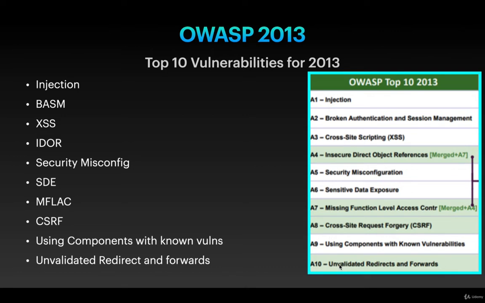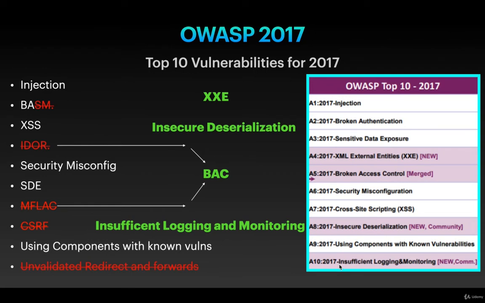Now let's see what OWASP 2017 is and what has changed between both. Then we are going to see each category and understand each category in depth. As you can see on your screen on the right side, OWASP Top 10 2017 has some significant changes. So, what are the significant changes? The first vulnerability, injection, remains the same. Then, broken authentication and session management in 2013 has been changed to only BA, that is broken authentication, as you can see on your screen.